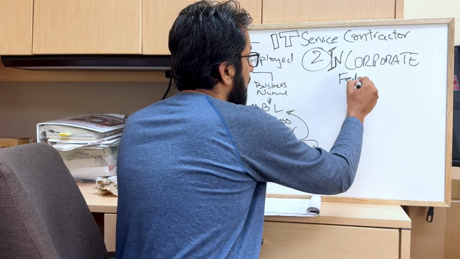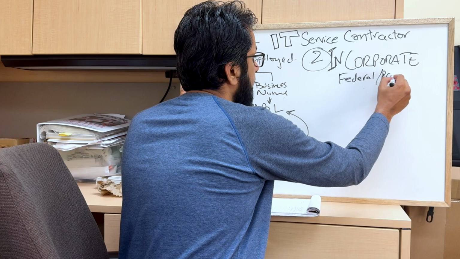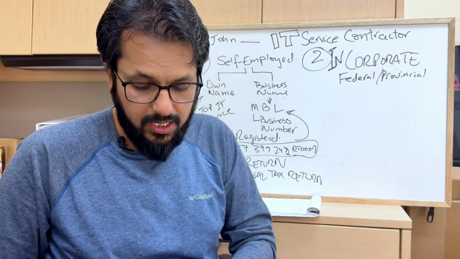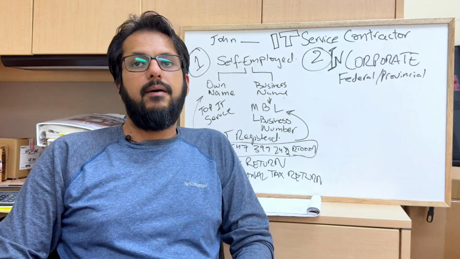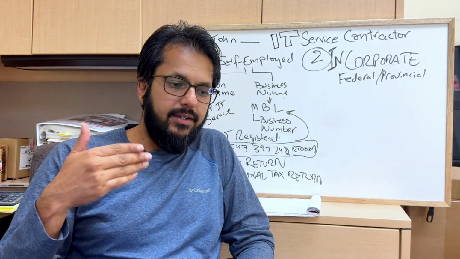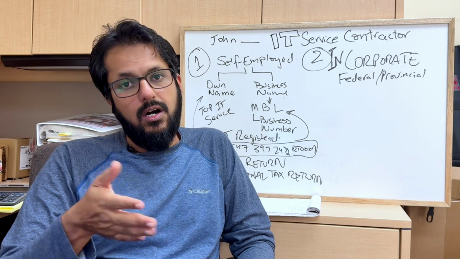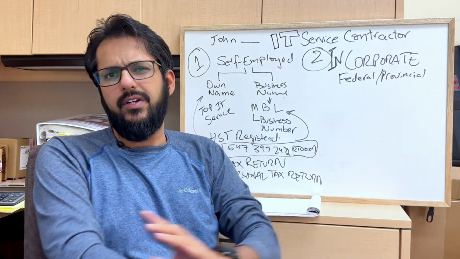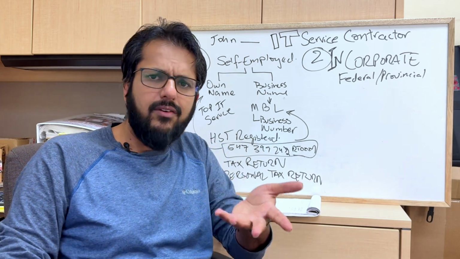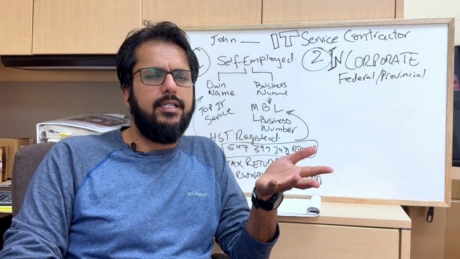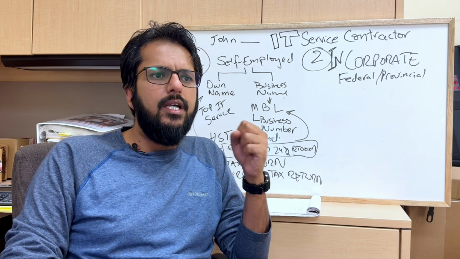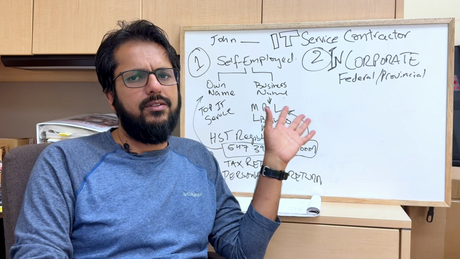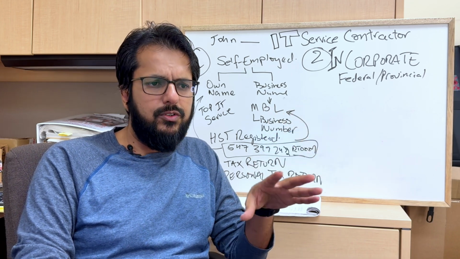It could be federal or provincial. Now, federal and provincial, you can incorporate either, and there are differences. There are pros and cons of incorporating federally or provincially, and we're not going to go into detail of that. But generally, I would tell John, because you're an IT contractor and you might be getting work from different provinces, it's better for you to incorporate federally. It's cheaper as well, and it suits your business better.